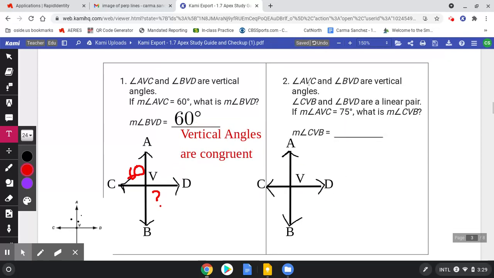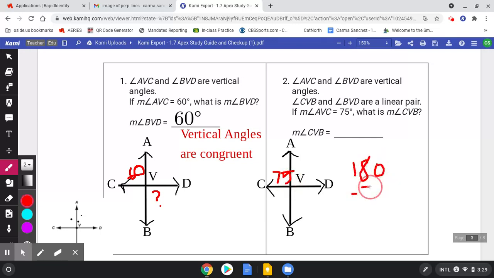All right, same thing here on number 2. AVC and BVD are vertical angles, and CVB is a linear pair with BVD. AVC equals 75. So if we know that this side is 75, then we can do linear pair, 180 minus 75, and that gives us that the other side is 105. So we know that this guy's 75, this side is 75, this side is 105, and this side is 105. And you might be looking at the picture like, dude, those look like right angles. But we're saying don't just go based on the picture, go based on the information that you're given, and these are the measures of the angles. So it should be kind of at a slant, right?